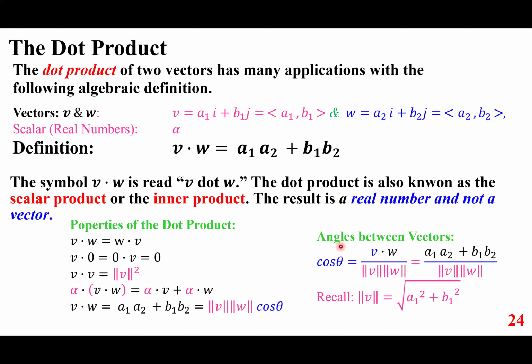Angle between vectors. Cosine theta is V dot W divided by the product of the magnitude of V and W. And of course, V dot W, we can write A1, A2 plus B1, B2. And recall that the magnitude of V is the square root of A1 squared plus B1 squared.